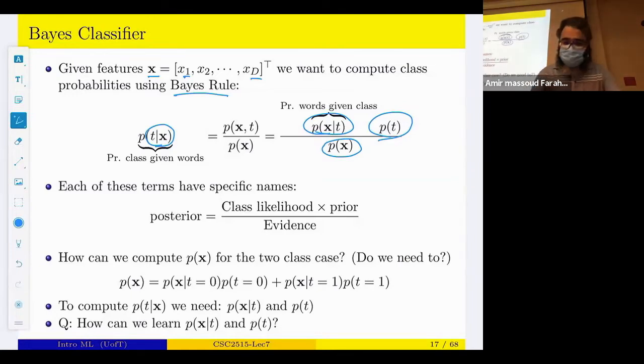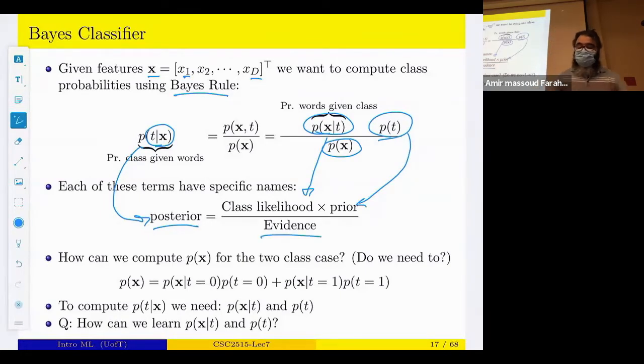Okay. So each of these terms has a name. Probably you have heard of them. The first one, the probability of T conditioned on X, is called the posterior. This P of X conditioned on T is called the class likelihood. This P of T is called the prior, and P of X is called the evidence. So basically what we want to compute is the posterior, given the prior and the class likelihood.